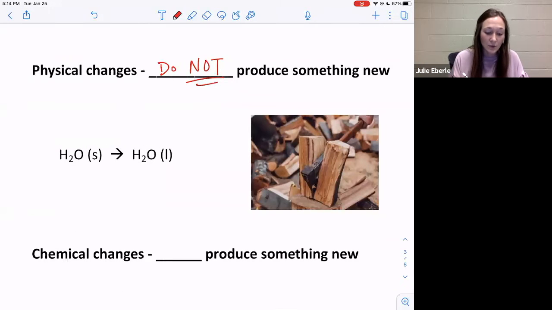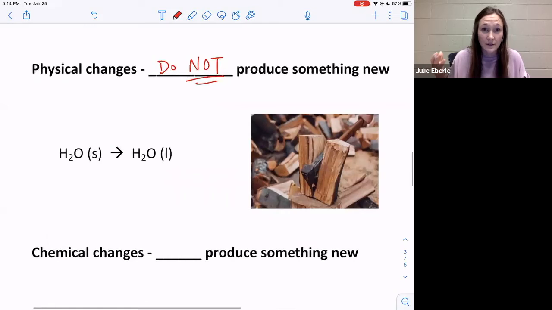We've got H2O, and this S here stands for a solid, so think of water in a solid form, also known as ice. And if it undergoes some kind of change here and becomes H2O, the L here denoting a liquid, so it melts from ice to liquid water. What you notice is that you still have the same substance, the same chemical formula representing the same molecule, water, before and after the change. So this is a physical change.